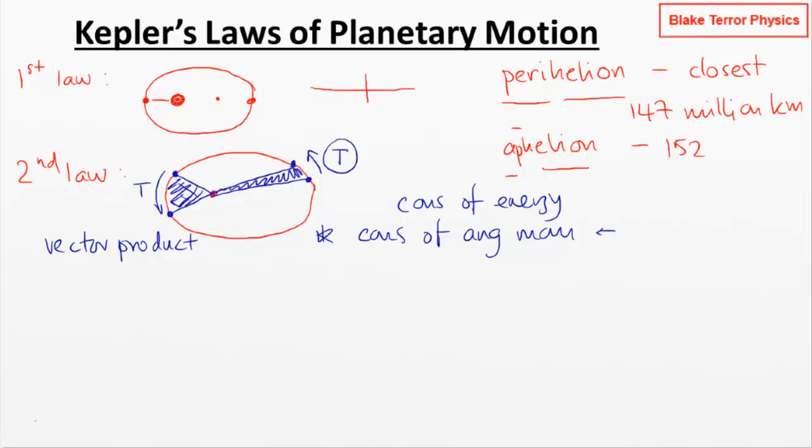Let's go to the third law, the last one of the three. And this is giving us a relationship between the orbital period and the average distance from the sun, saying that the square of the orbital period of a planet is proportional to the cube of the average distance of the planet from the sun. So how accurate is this?